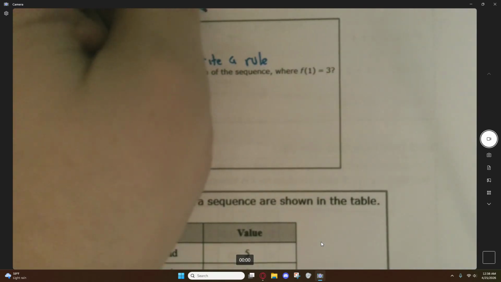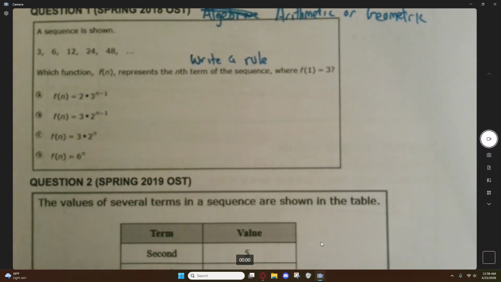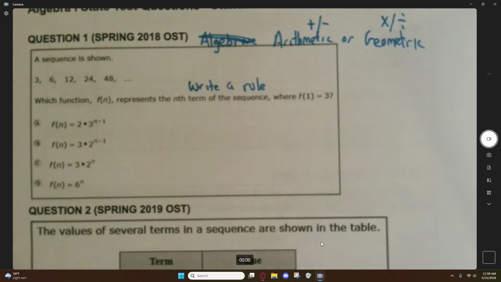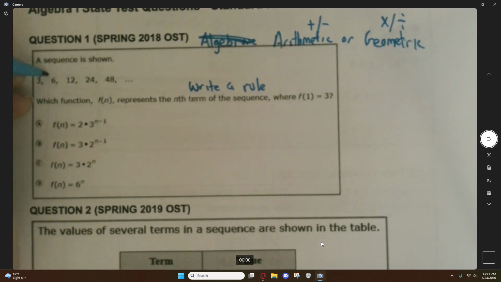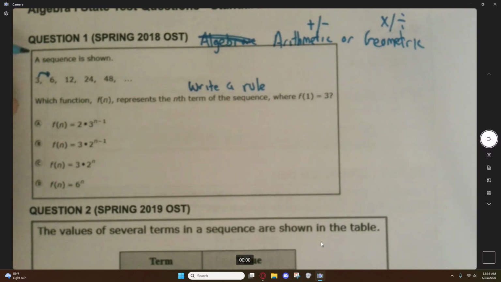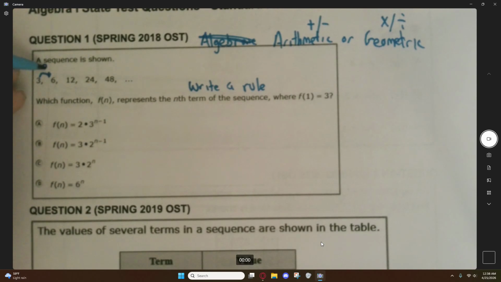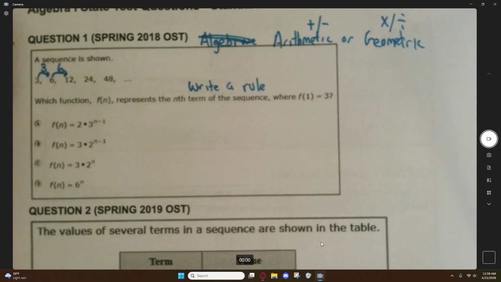So the first thing we have to identify is whether this is an arithmetic or geometric sequence. Remember, arithmetic goes up by addition and subtraction, and geometric goes by multiplication or division. So, let's see if it's arithmetic first. That would mean that it is a difference by addition and subtraction, and the difference should be the same between each one. The difference between 3 and 6 is 3. The difference between 6 and 12 is 6. So it's not an arithmetic sequence.